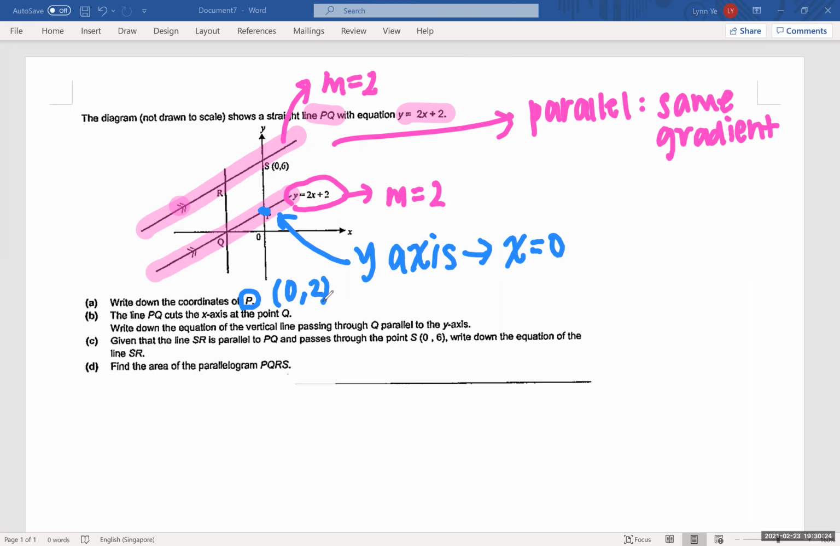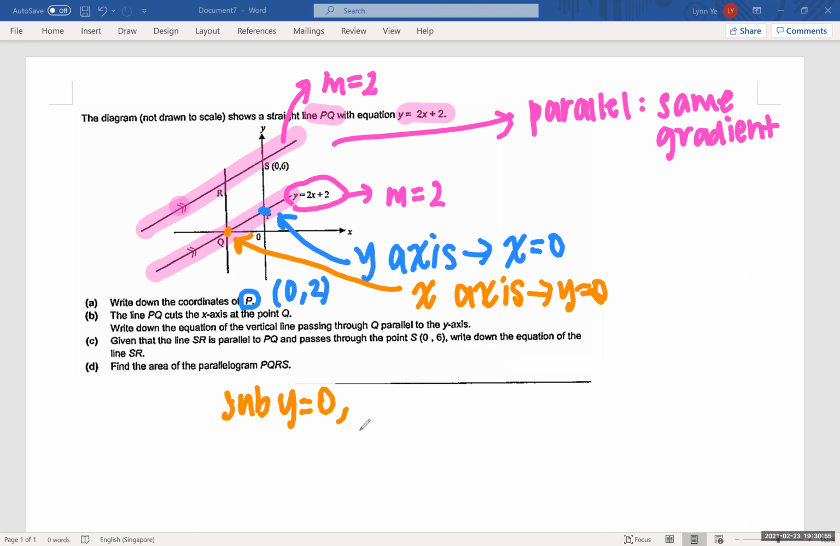Okay, so next up we have PQ. Let's see, where is PQ? PQ cuts the x-axis at point Q. So right now it cuts the x-axis. These are very important locations. If they say cuts the x-axis, I know already that y is equal to 0. So what do we have to do now? Now we have to sub y equal to 0 into the equation. So when we sub y equal to 0 into the equation, we have 0 is equal to 2x plus 2.